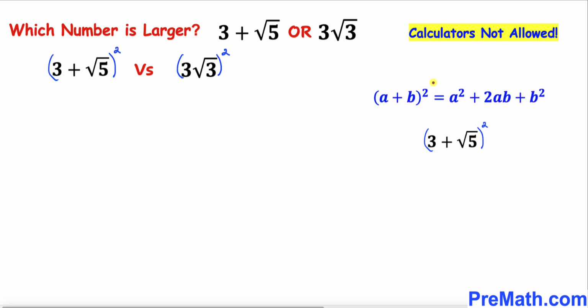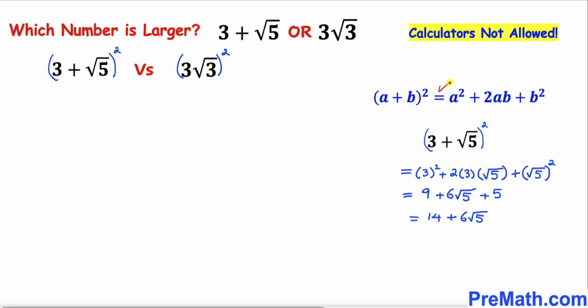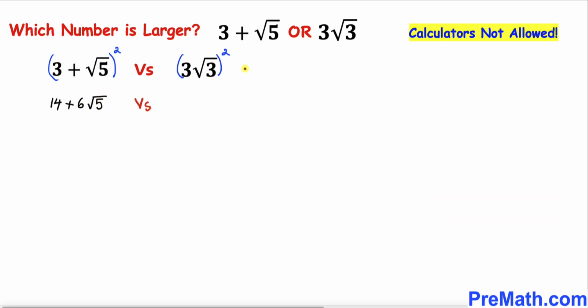And now let's recall this famous identity, a plus b whole square. If I call this 3 as an a and this square root of 5 as b, and if we apply this formula, then this would be simplified as 14 plus 6 times square root of 5. So therefore, I am going to replace this left hand side number by 14 plus 6 times square root of 5. And now let's go ahead and simplify this right hand side number.